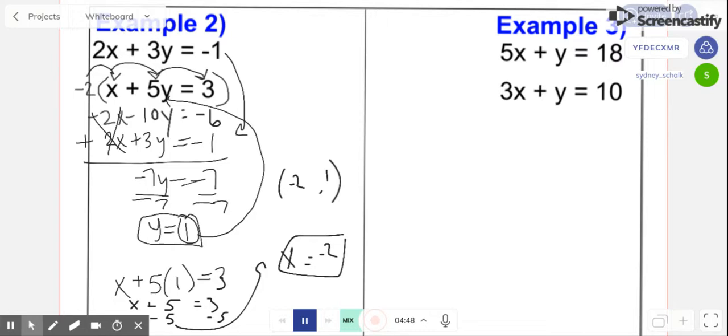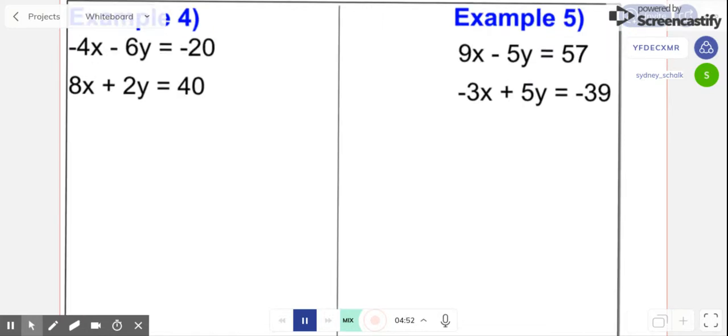You can go ahead and skip example 3 for now. We're going to go over that one in class. Go ahead and try numbers 4 and 5 on your own.